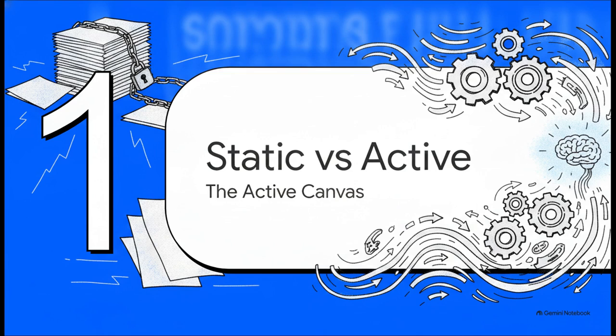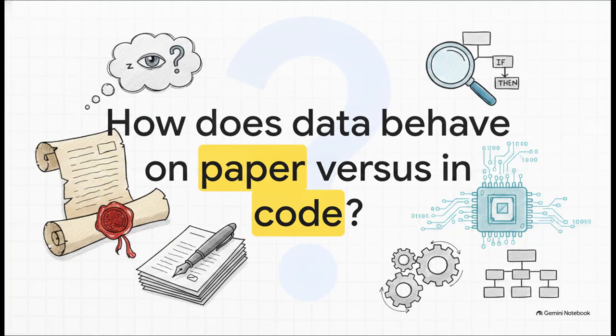Section 1, Static Sheets versus Active Scripts, also known as the active canvas. So, our very first step today involves completely shattering the illusion of static text. As legal professionals, we're used to information just resting passively on a page, right? But I want you to ask yourself, how does a single data entry behave differently on paper versus in code? Really think about that for a second.